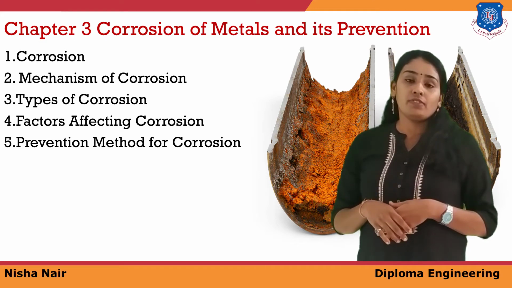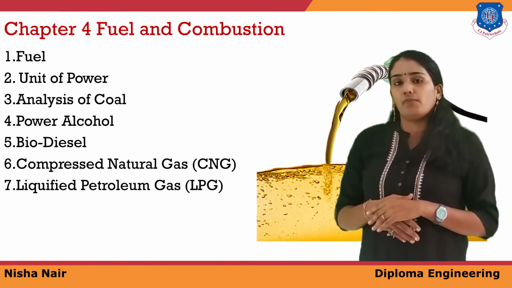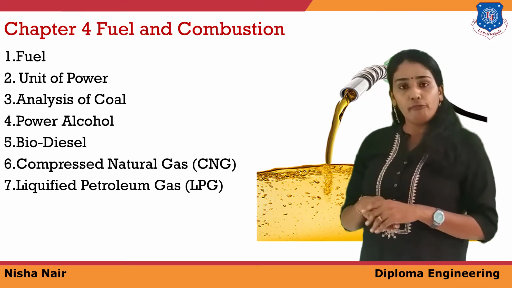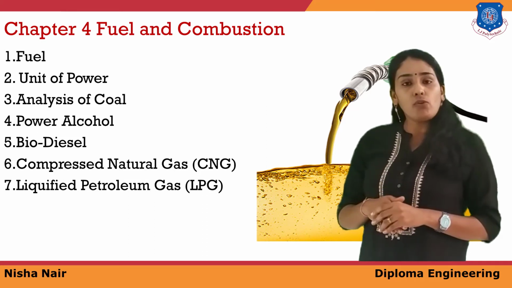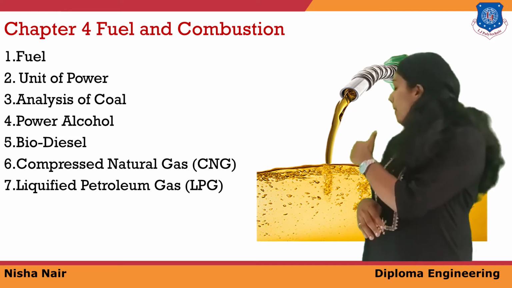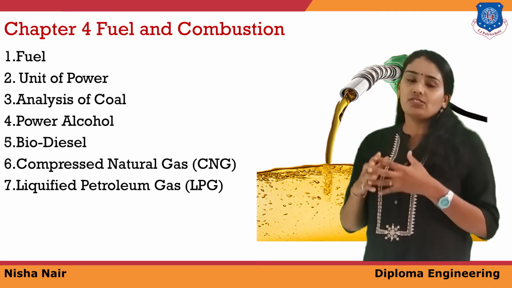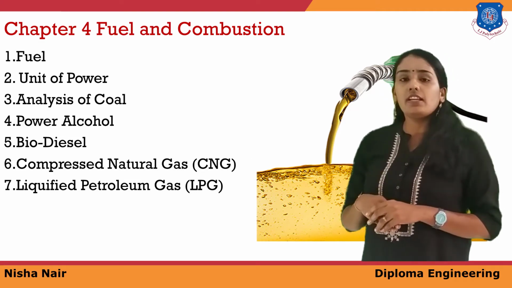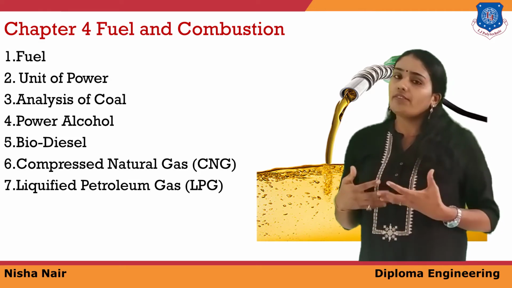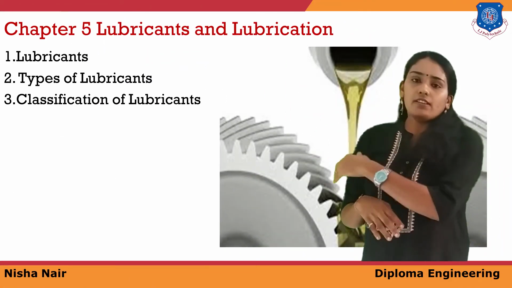metallic luster. Now, following chapter, fourth chapter is about fuel and combustion, where you are going to learn about what is fuel, then unit of power and analysis of coal, classification of coal and different type of fuels like power alcohol, biodiesel, CNG, compressed natural gas and LPG, liquefied petroleum gas, which is used as a cooking gas and also for transportation.